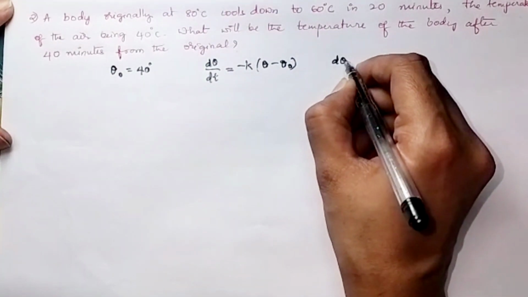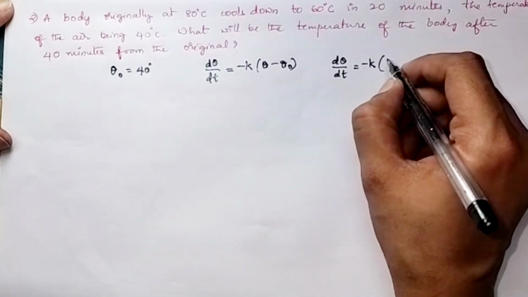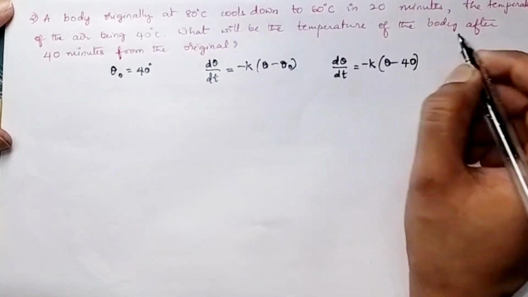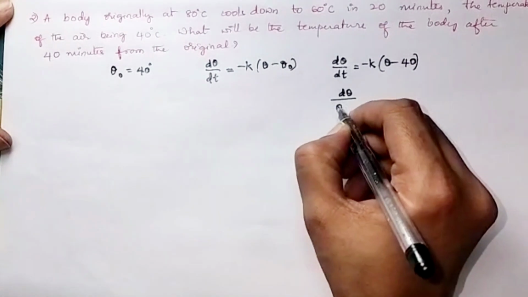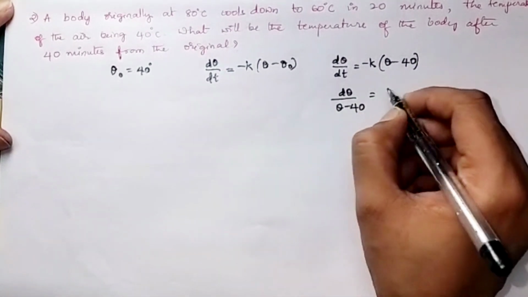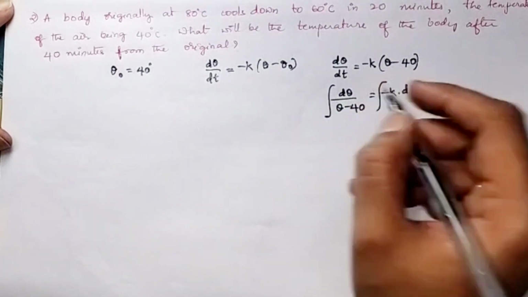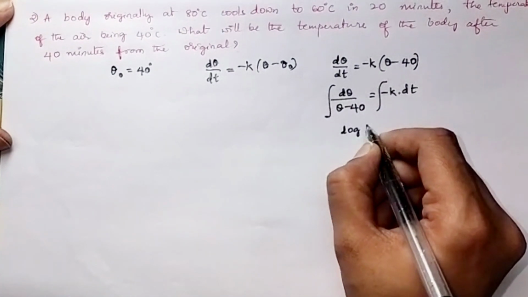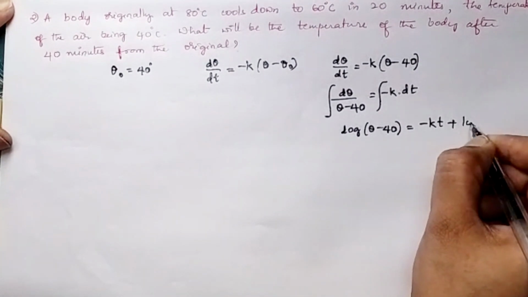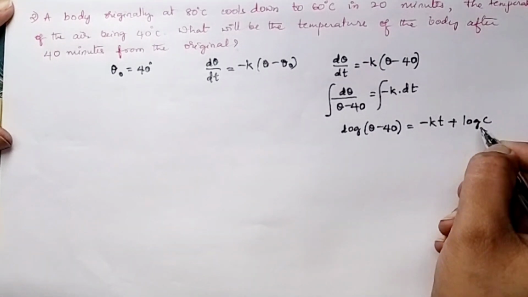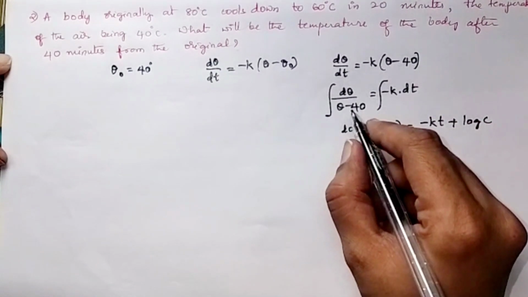So we get dθ/dt is equal to minus k into (θ minus 40). Separate the variables, variable separable method: dθ/(θ minus 40), theta terms on one side, is equal to minus k into dt. Then integrate on both sides, we will get log of (θ minus 40) is equal to minus kt plus log c. I will take the constant of integration as log c because there is log on the left hand side.